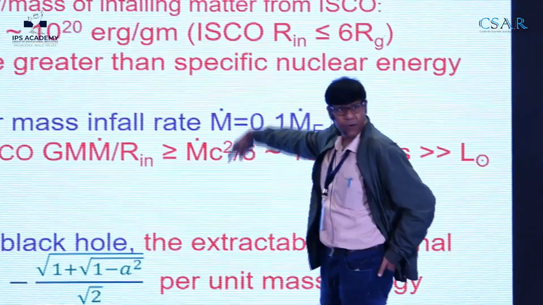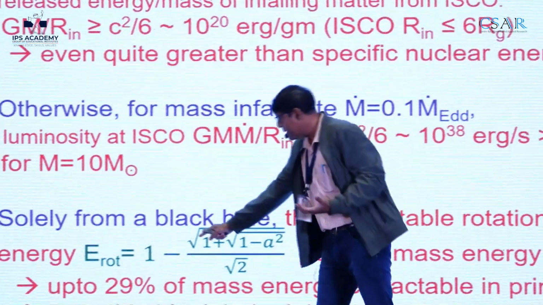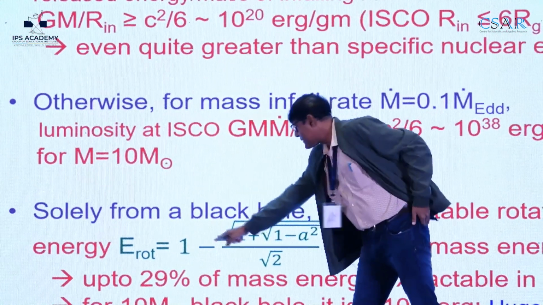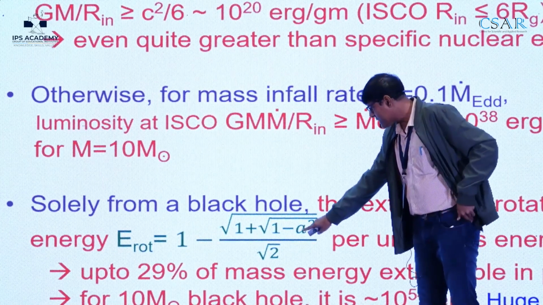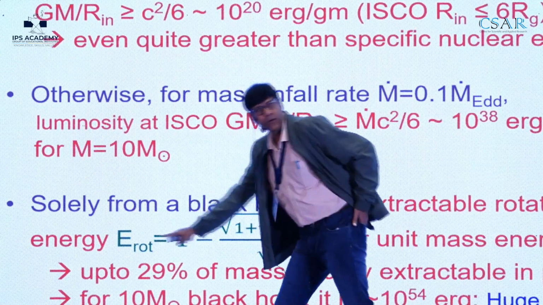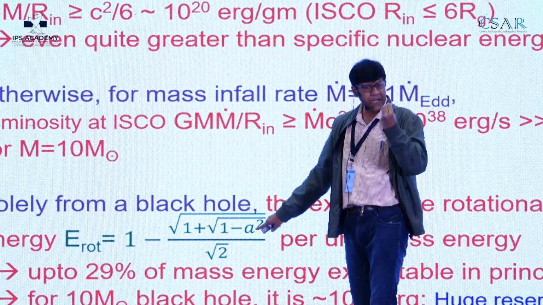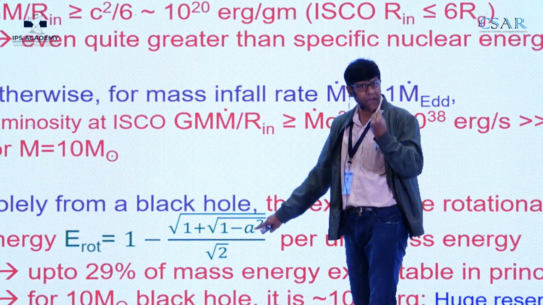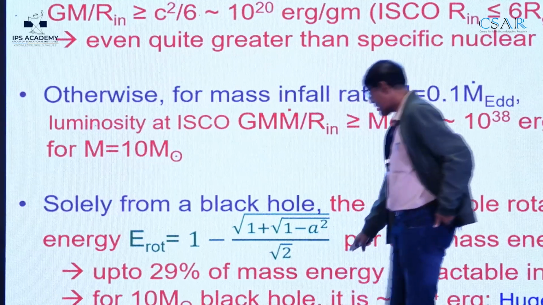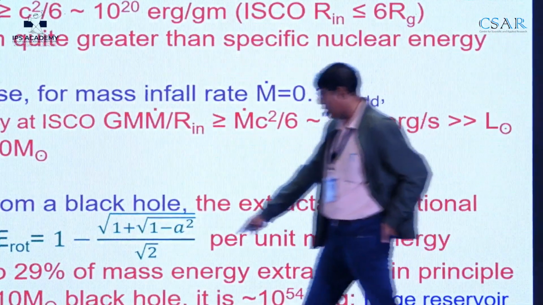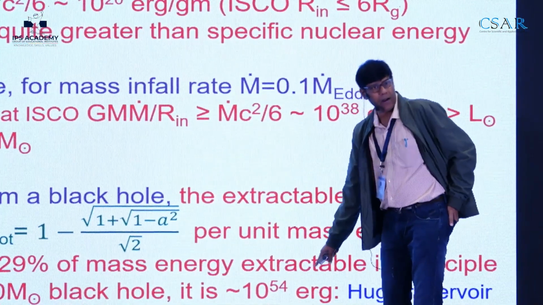Forget about the infall of matter, the black hole alone, due to its rotation, can be a reservoir of energy, from this simple formula. A is the black hole's angular momentum per unit mass. If this is 0, the rotational energy is 0. You can check by putting it 0. If it is 1, which from the unit system I choose is the maximum possible value, the rotational energy could be 29%. And in CGS units, for a black hole of 10 solar masses, the energy could be 10 to the 54 ergs.